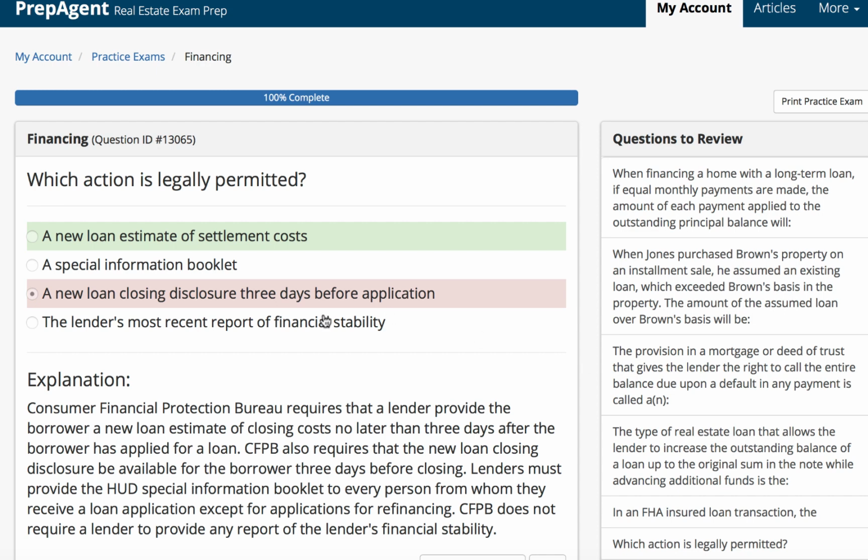Yeah, as you can't change all disclosures. I don't even understand really what action is legally permitted. What are you allowed to do? Right, but I'm allowed a new loan estimate of settlement costs. That's just telling people what they're going to pay. It's not changing what they're going to pay. It's just telling them what's going to be owed.